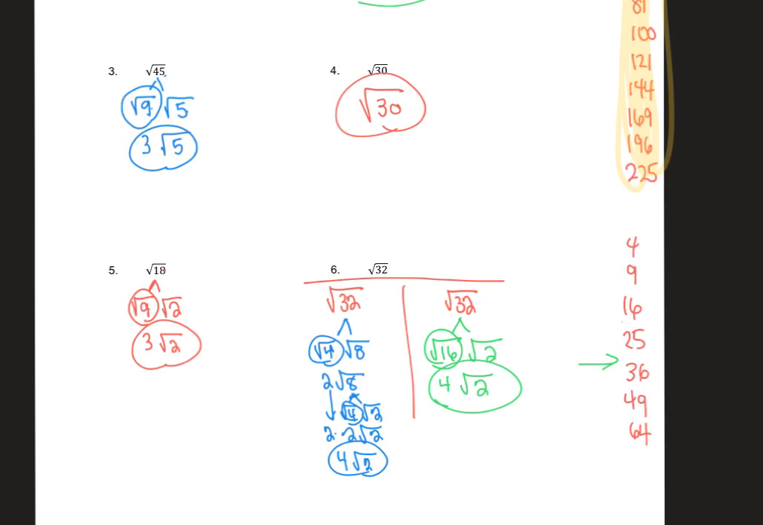So with this, you always want to find the biggest perfect square that divides out of the square root that you're simplifying. All right, let's try some on the next page.